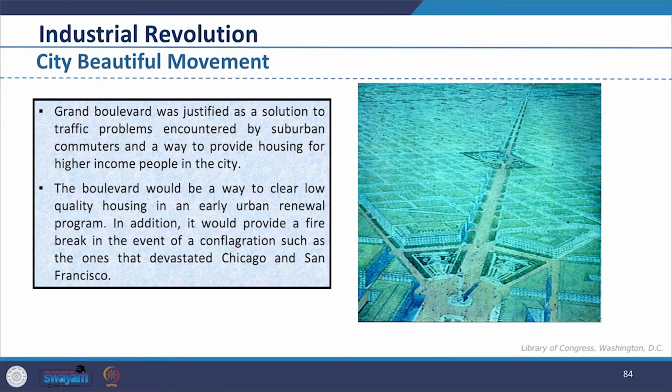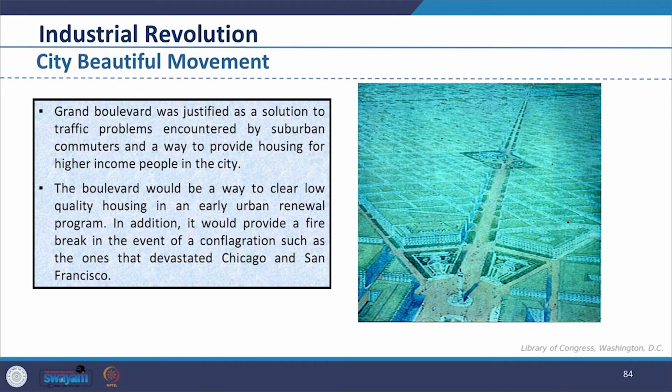We further see that this grand boulevard was justified as a solution to the traffic problem encountered by suburban commuters and a way to provide housing for higher income people in the city. The boulevard would be a way to clear low quality housing in an early urban renewal program. In addition, it would provide a fire break in the event of a conflagration, such as the ones that devastated Chicago and San Francisco.